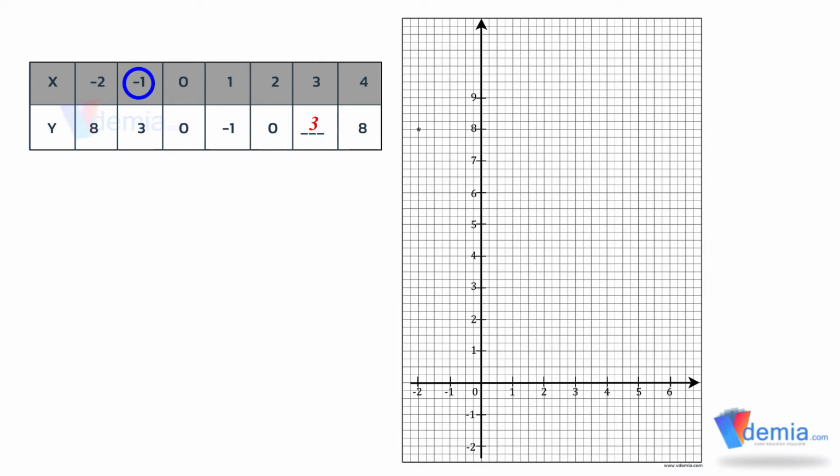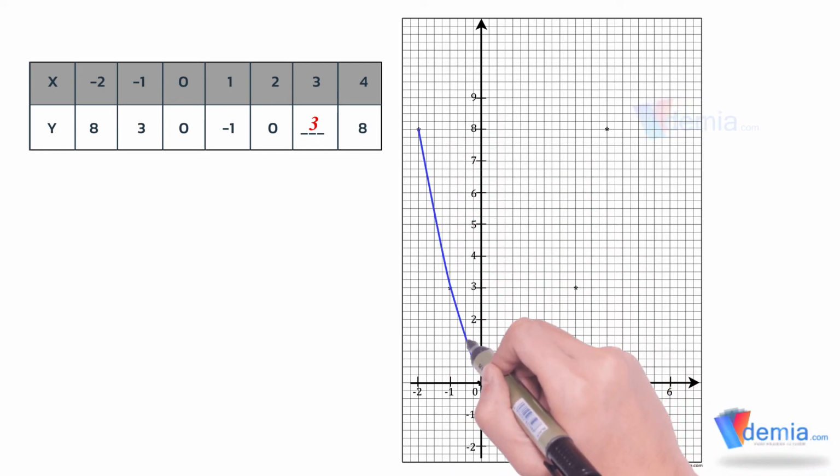Similarly, we have minus 1 and 3: minus 1 on the x-axis and 3 on the y-axis. Third one, 0 and 0: 0 on the x-axis and 0 on the y-axis, so it will be the point at the origin. Then we have 1 and minus 1: 1 on the x-axis and minus 1 on the y-axis. 2, 0: 2 on the x-axis and 0 on the y-axis. 3, 3: 3 on the x-axis and 3 on the y-axis. 4, 8: 4 on the x-axis and 8 on the y-axis. So we have completed marking the coordinates. Now let's draw the curve.